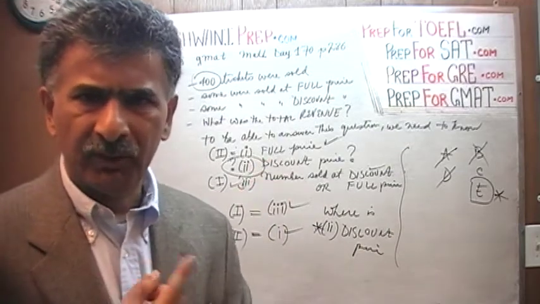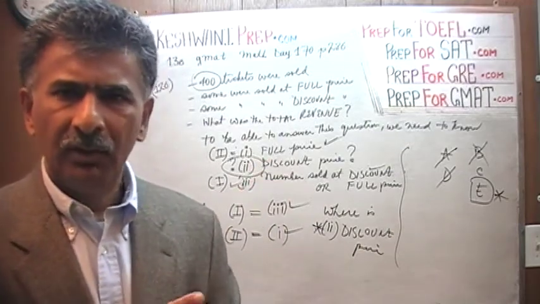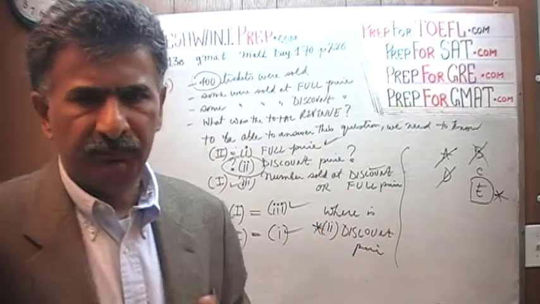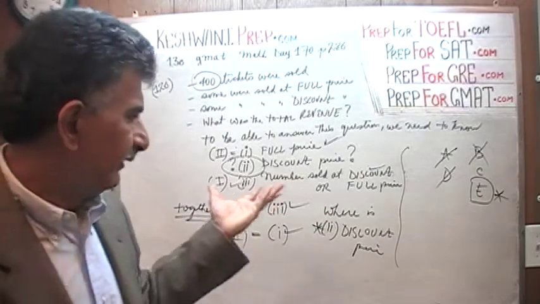You need to know the regular price. You need to know the discount price. You need to know how many were sold at discount price and how many were sold at a regular price in order to figure out the revenue. Simple enough. And we're missing the discount price.